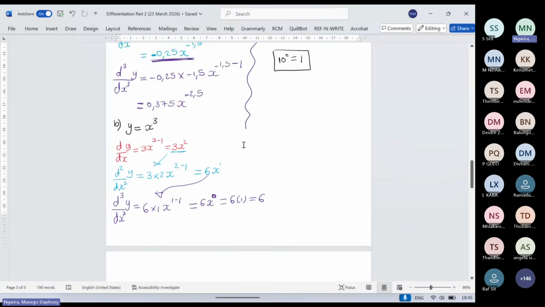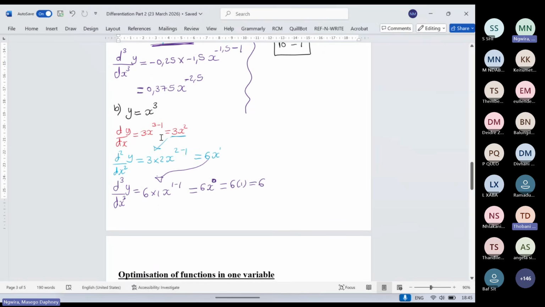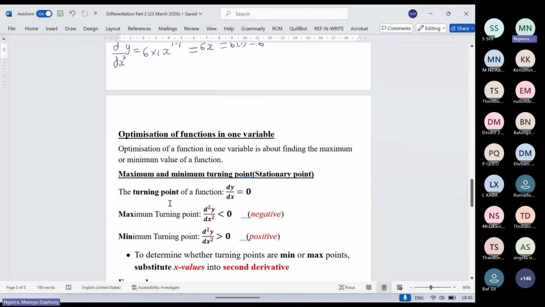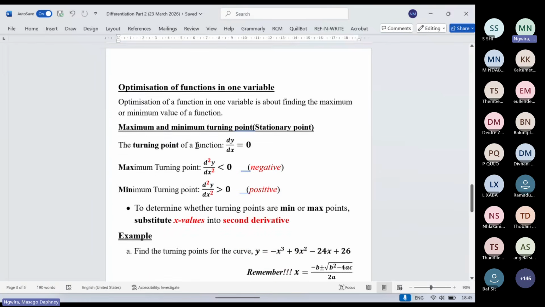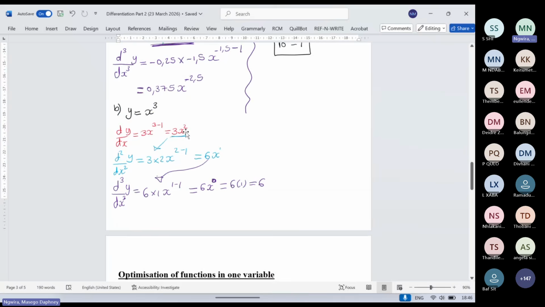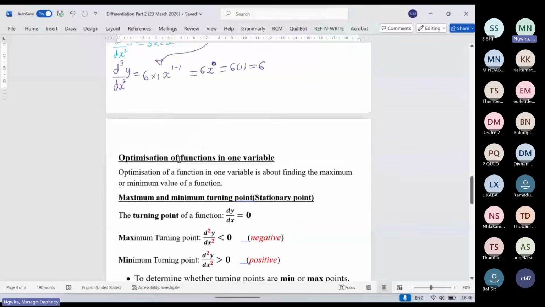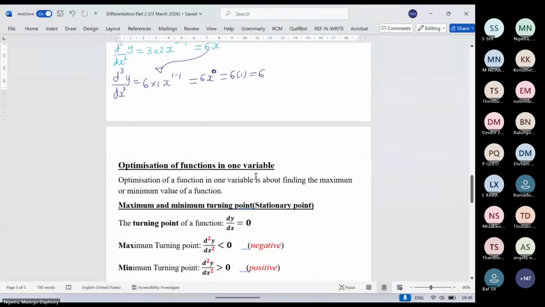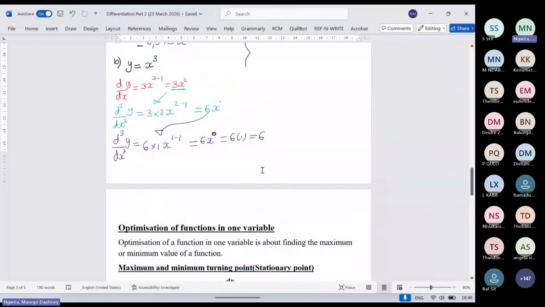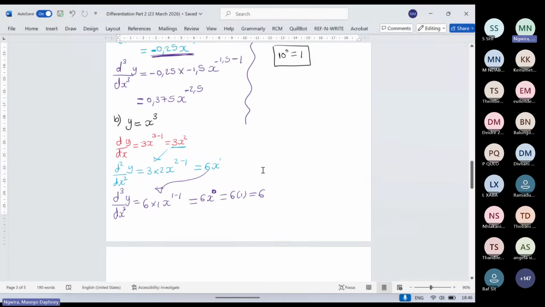So this is going to help us. Knowing how to derive the first and the second time is going to lead us to knowing how to optimize minimum, maximum. So this is just the basic to introduce us to this one, optimization of functions, maximum and minimum points, minimum turning point.